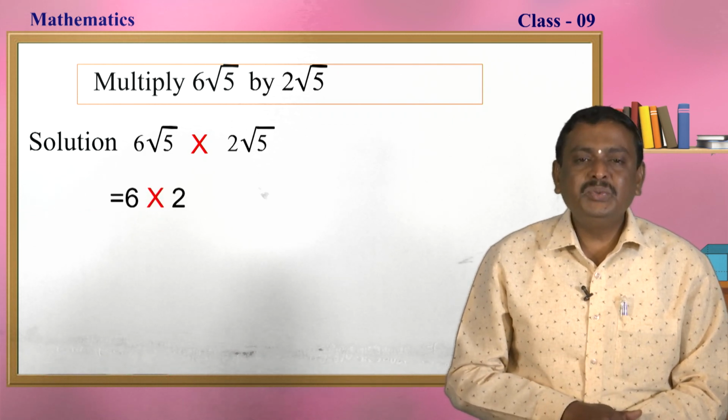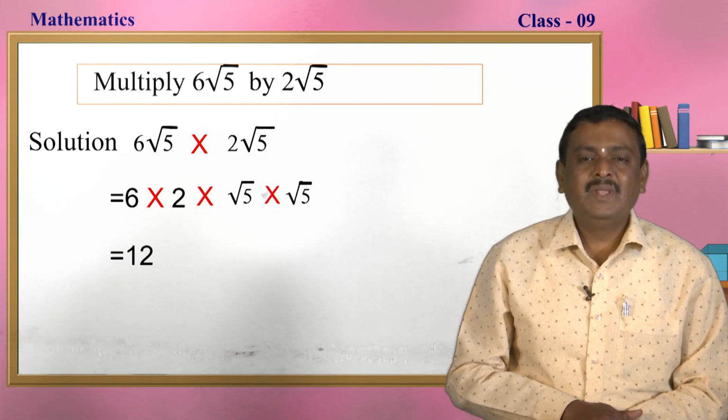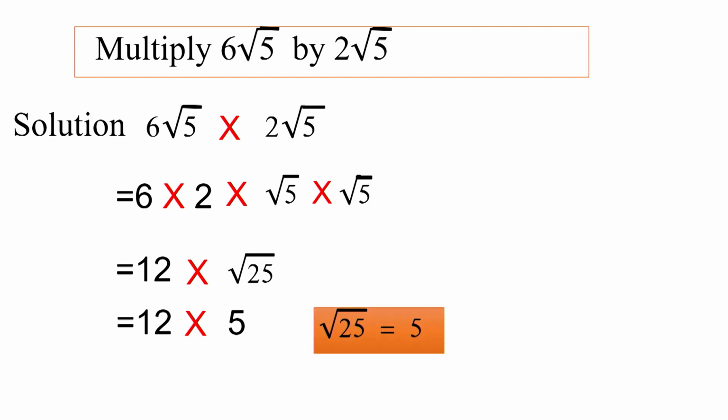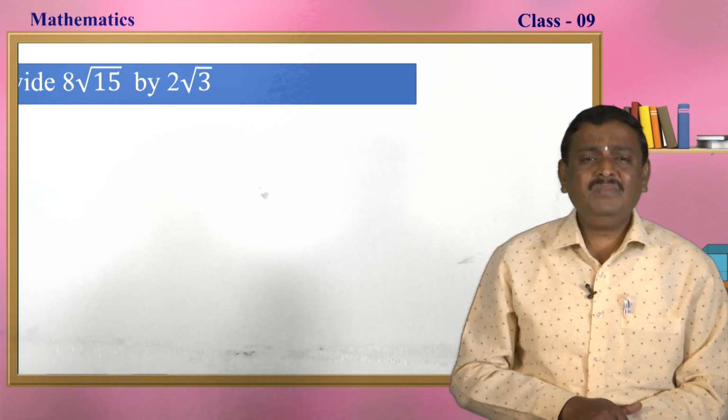See, 6 into 2 and root 5 into root 5. 6 2s are 12, root 5 into root 5, this is root 25. We know that the square root of 25 is 5. So, in place of root 25, you have to write 5 and multiply, we will get the answer 16, my dear students. Please note down. Next, we move on to the next one.